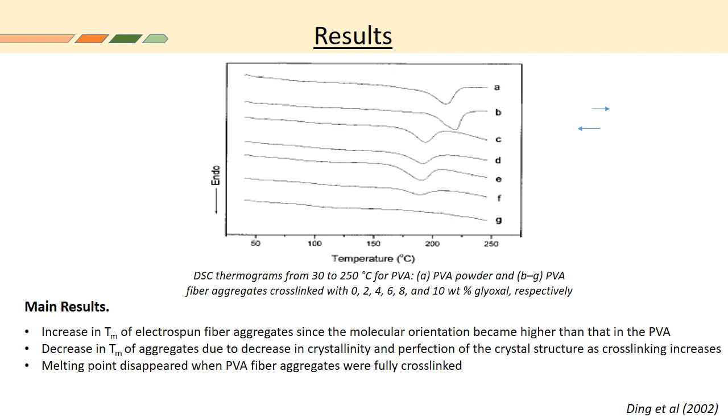From line A and B, it is observed that after electrospinning, the melting temperature increased because the molecular orientation in the fiber aggregate was higher than that of the PVA powder. From line B to line G, we observe a rapid decrease in the enthalpy of fusion and melting temperature, which suggests that the crystallinity and perfection of crystal structure were reduced as the degree of cross-linking increased. Again at G, the melting point disappeared when PVA fiber aggregates were cross-linked properly.